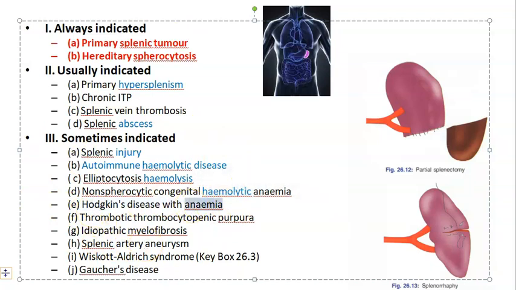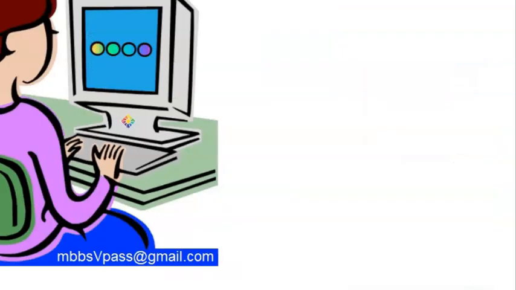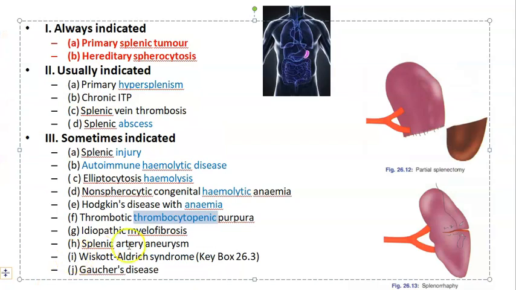Hodgkin's disease with anemia. See, these people have anemia. They want some more RBCs. They want them to live for longer. We'll give them. Yes, we'll remove the spleen. Thrombocytopenic purpura. How's it going, people? Thrombocytopenic purpura. The name itself tells you there's thrombocytopenia. So, thrombocytopenic purpura. Less platelets. Remove the spleen.